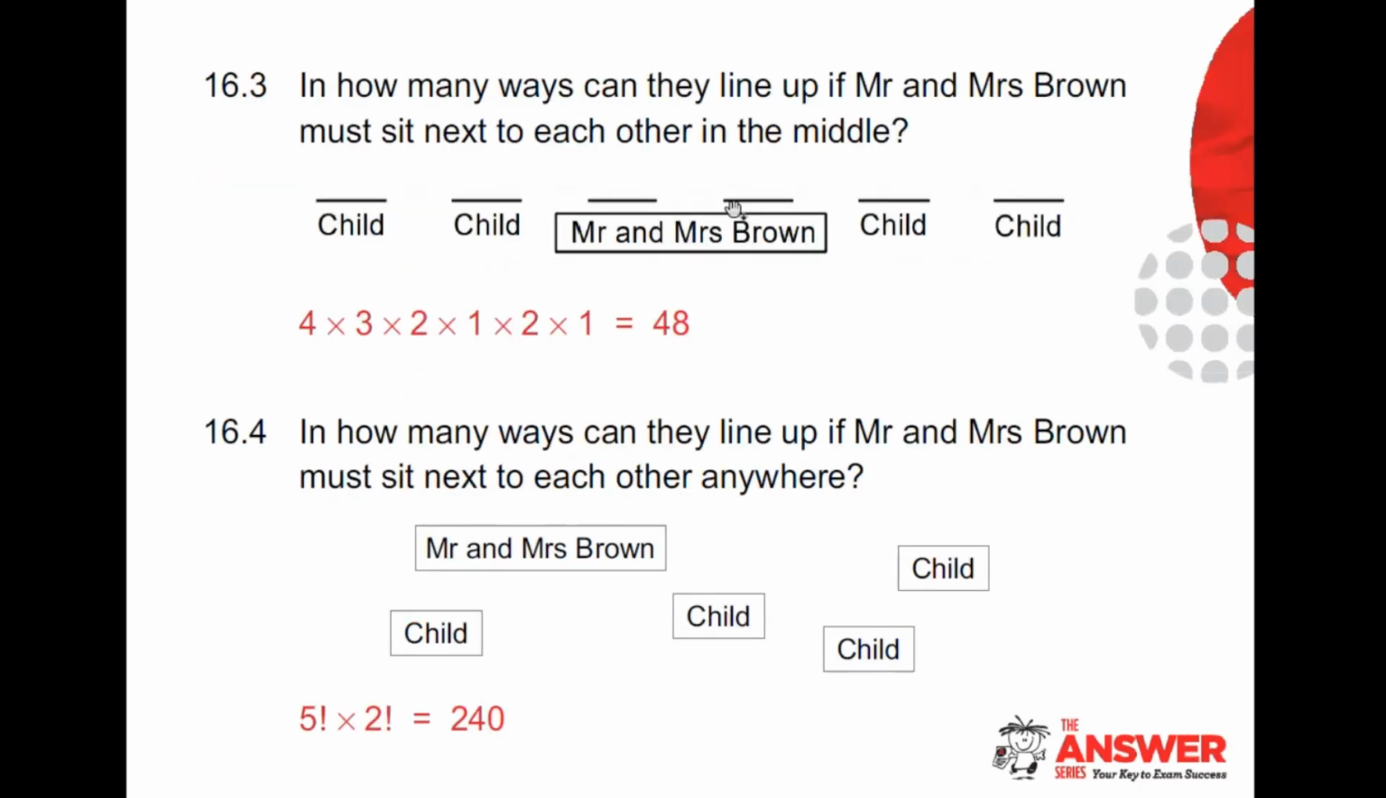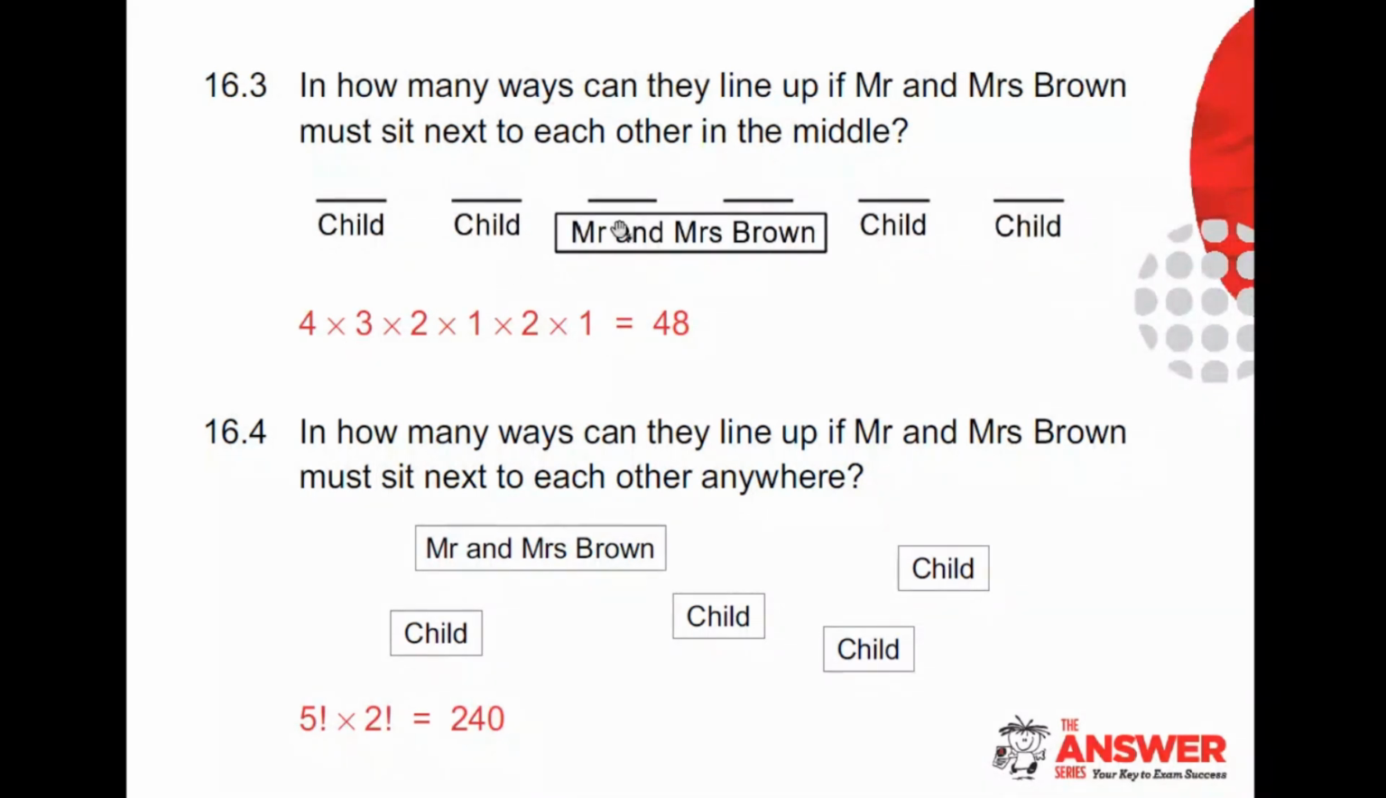Okay, here are my 6 slots. Mr. and Mrs. Brown must sit next to each other in the middle. So that must be Mr. and Mrs. Brown. Child, child, child, child. How many children can sit the end slot? 4.